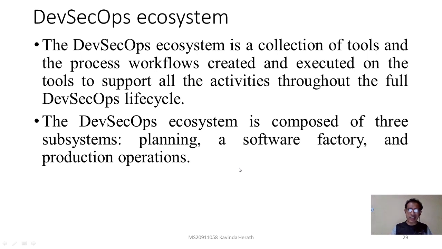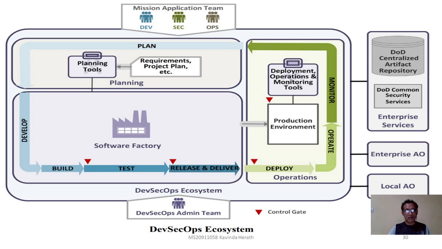The DevSecOps ecosystem is composed of three subsystems: planning, software factory, and production operations, as I show in the diagram. It's a mission critical application team. DevSecOps, all three people are involved in this ecosystem to develop planning tools, requirements and project plan, right? Planning and software factory are there to build the software, testing, and release, right?